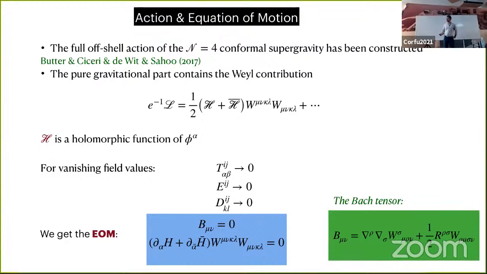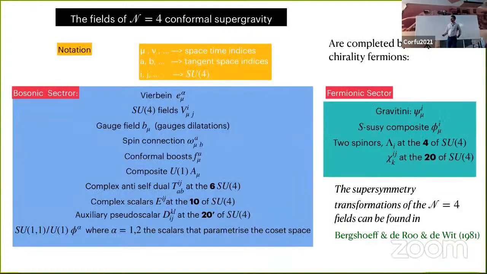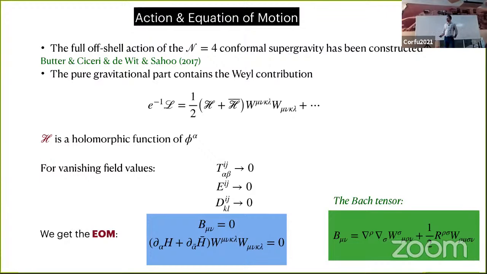Now let's turn to the action. As you expect, the action of conformal supergravity contains the Weyl squared term. And as I said before, there is this holomorphic function, the coefficient in front of the Weyl squared, that introduces the ambiguity I talked about. The action has been constructed in 2017. For vanishing field values of T, E, F, phi, and D, we get the equations of motion.